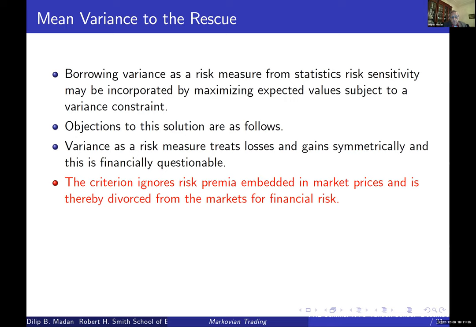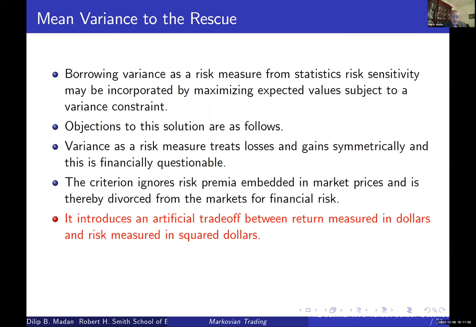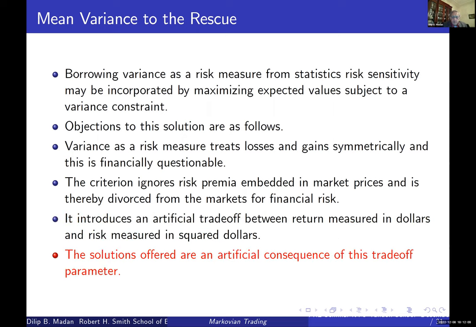The criterion also ignores market prices of risk because it's not taking into account any measure changes. It's just taking the variance and the expected value, everything under the physical measure. And so it's ignoring critical market information. So that's not good. And it introduces essentially an arbitrary trade-off between a return measured in dollars and risk measured in squared dollars. And you get nice closed form solutions, which are an artificial consequence of this rather objectionable trade-off. And so for these reasons, mean variance is not a helpful objective function. And so we bid it farewell.